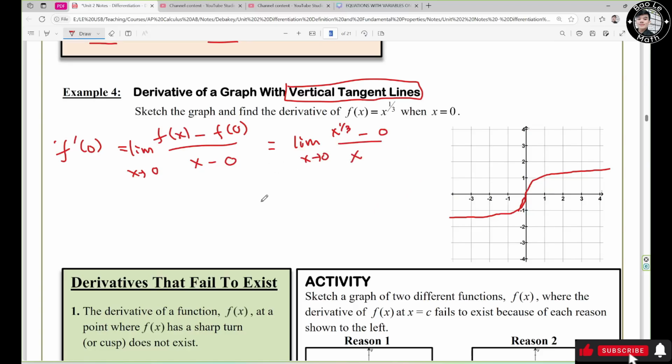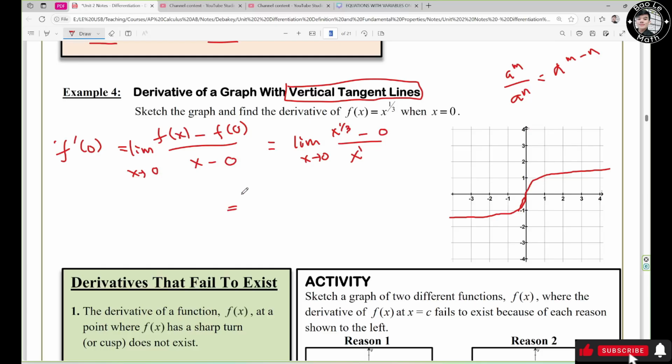Now to simplify this one, it's gonna be x to the power of 1/3, subtract this one, it's gonna be x to the power of 1/3, right? And divide by this one, we're gonna use the formula a to the m over a to the n equals a to the m minus n, right? This guy means power of 1, right? So m equals 1/3, n equals 1, right? 1/3 subtract 1 is gonna be negative 2/3, right?